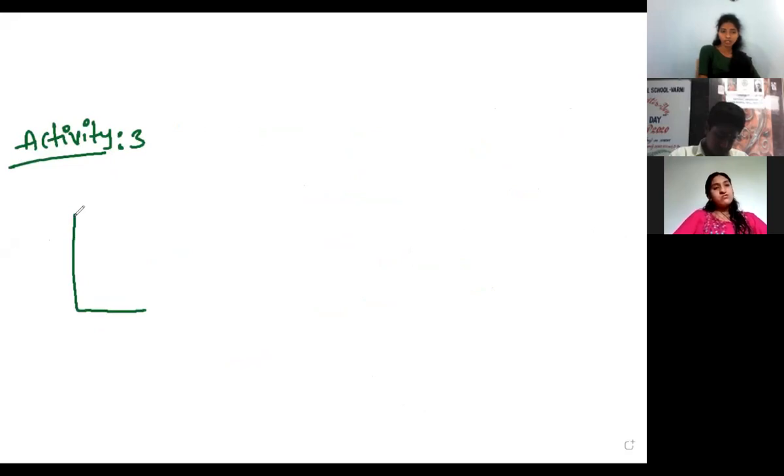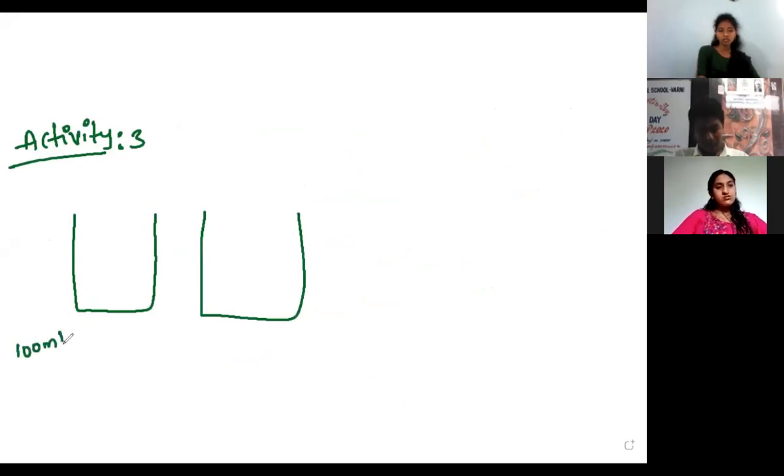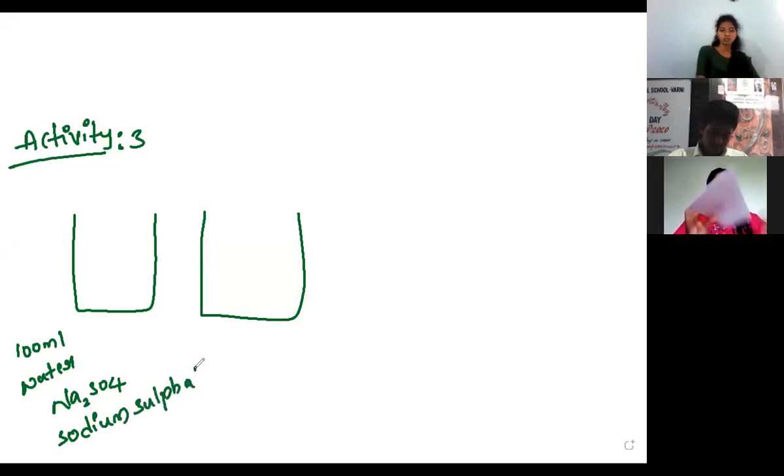For this, we need to take two beakers. Now, in the first beaker, take 100 ml water and some amount of sodium sulfate. Na2SO4 is sodium sulfate. This sodium sulfate will completely dissolve in this water. So we can call this solution a sodium sulfate solution.